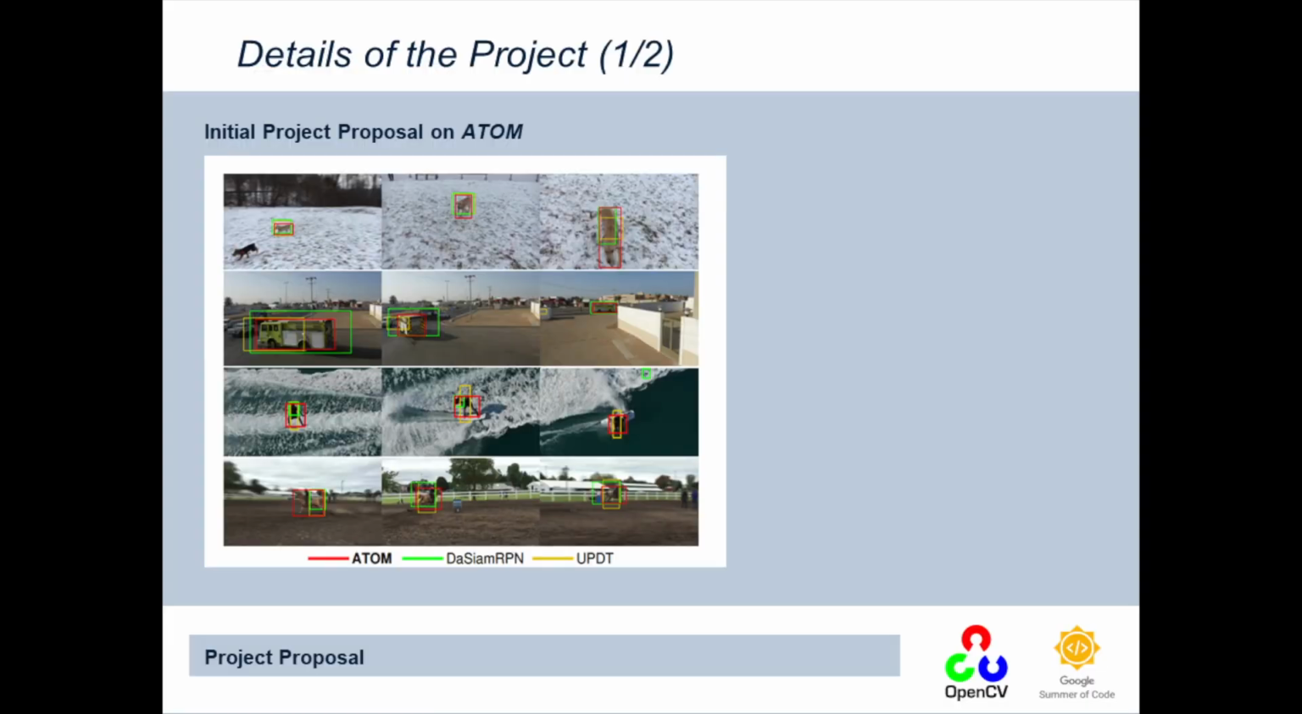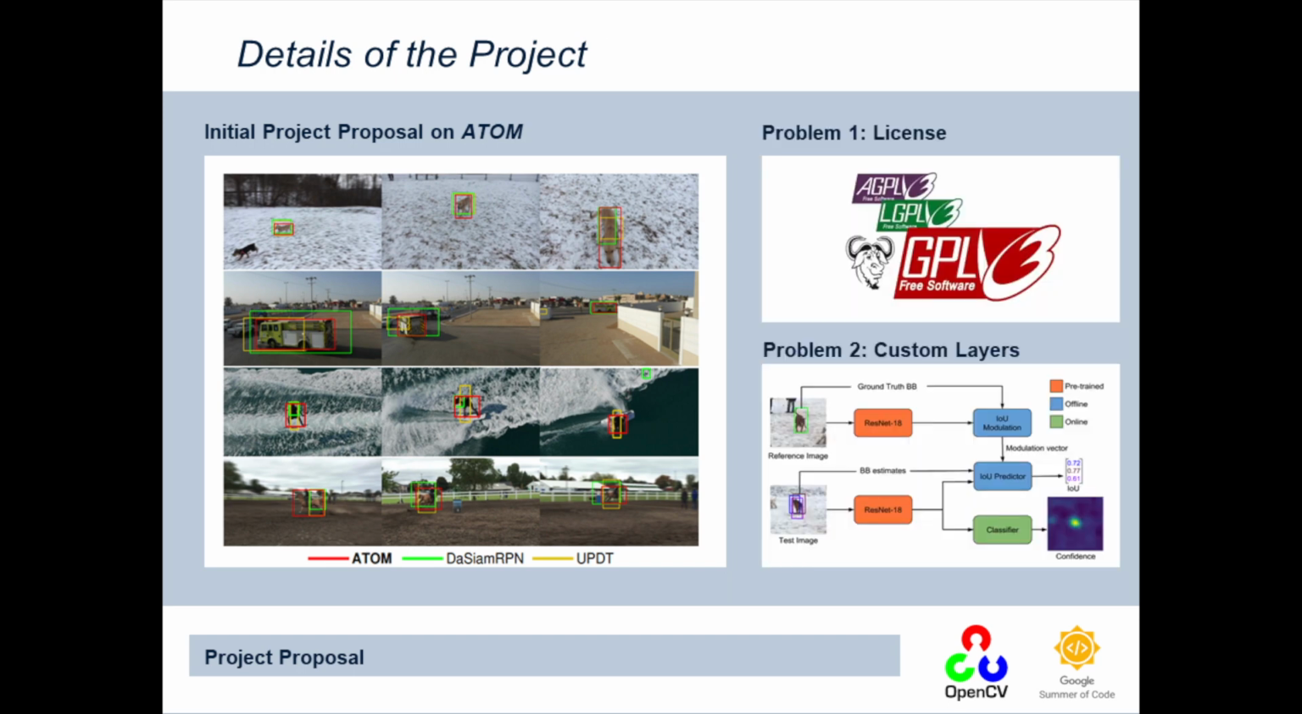My initial proposal entailed research on the tracker proposed in "Accurate Tracking by Overlap Maximization" by Danelljan et al. After some discussions with the mentors, I came to realize that there were some problems associated with implementing this particular tracker. Firstly, there were some issues regarding the license, such that it would be inappropriate to add the tracker to the OpenCV library. Secondly, the tracker required implementation of custom layers that were specific to CUDA.